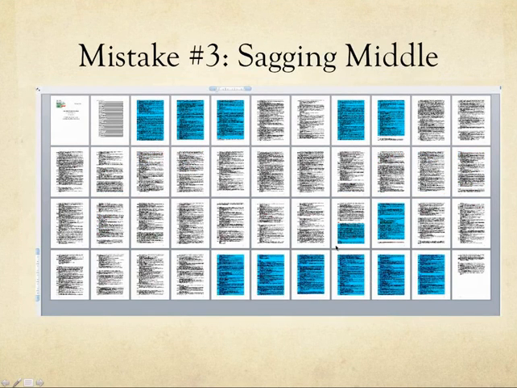This is another common problem that I see where you start out with a bang, you end with a bang, and oh, that dreaded sagging middle. Not enough is happening in this middle part right here. So again, you're going to have to go back and do something to fix that. You don't want your reader just to follow you for about 20 pages and then put the book down and never pick it up again.